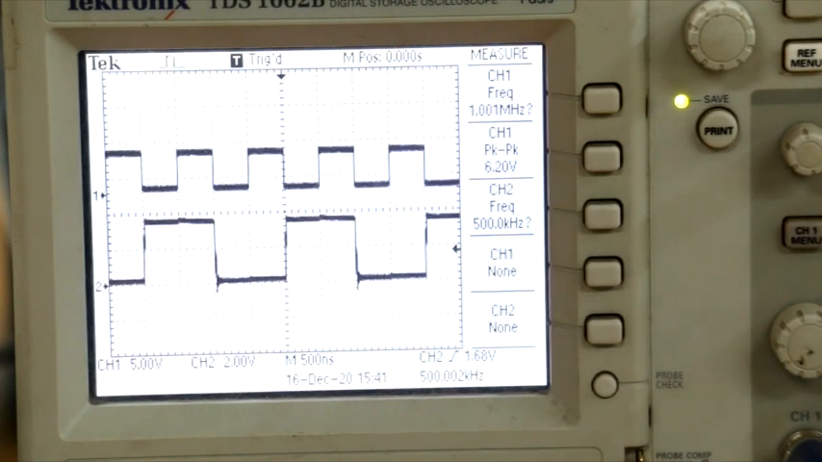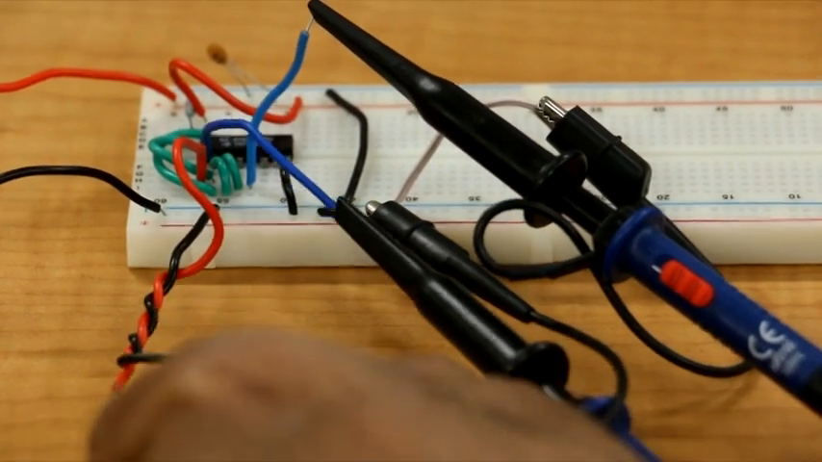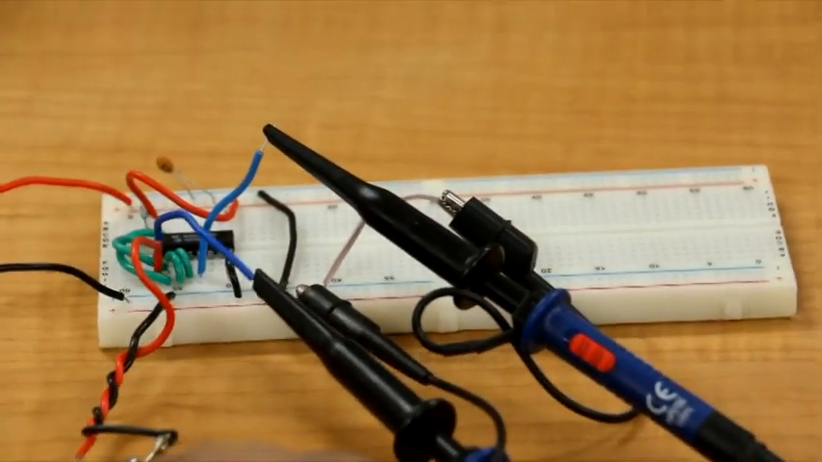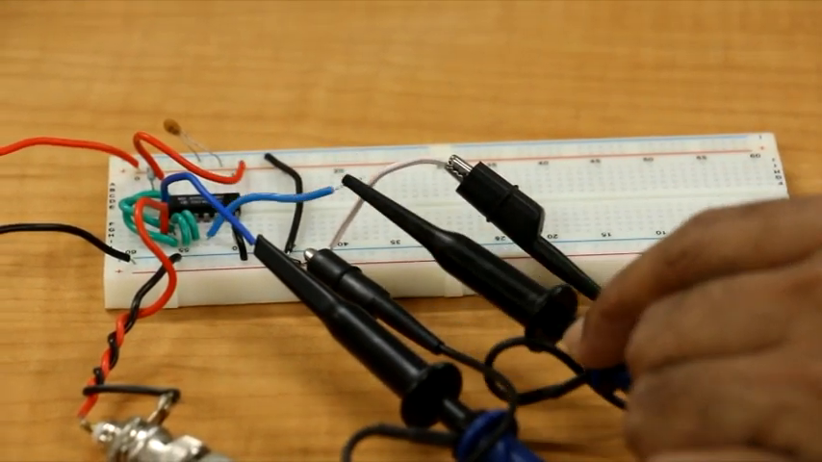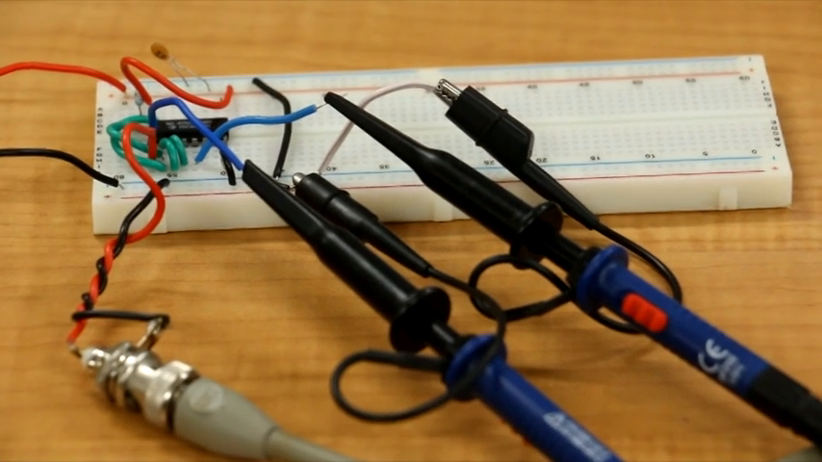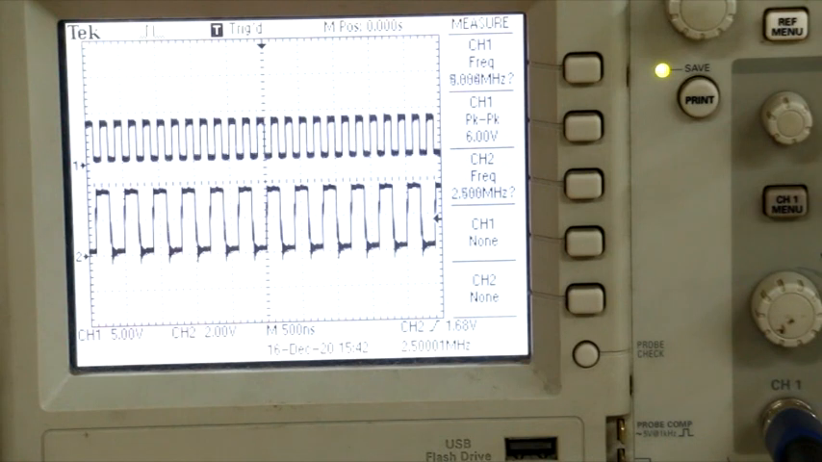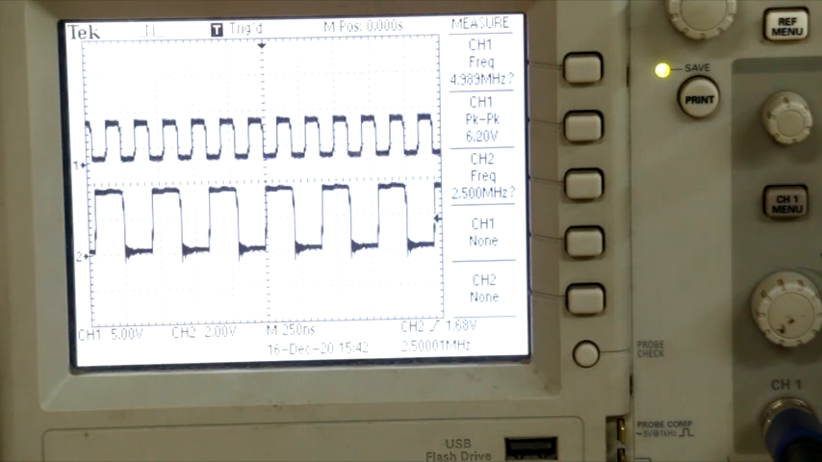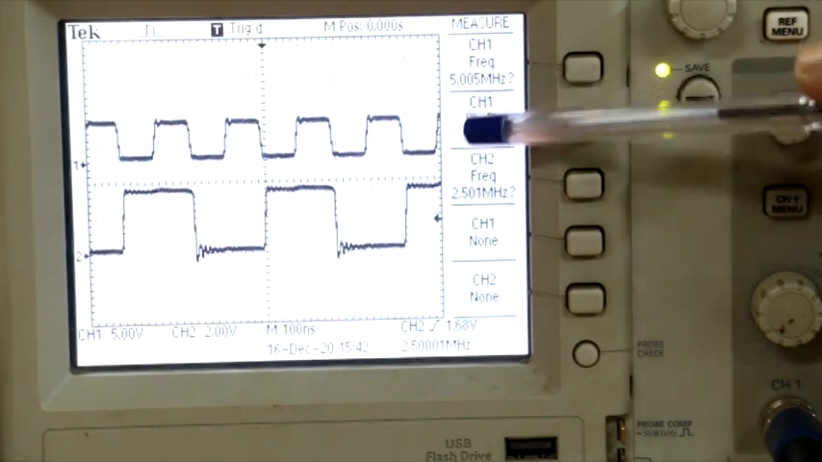What I want to do now is increase the frequency. Before that, let me show you how we have wired the circuit here. It is important to notice that we have used very short wires and a very special cable, and we have tried to make it as small as possible. Let me now increase the frequency. Right now it is 1 megahertz. Let me go to 5 megahertz. So right now 5 megahertz is your clock input, and you can see that the output is 2.5 megahertz.